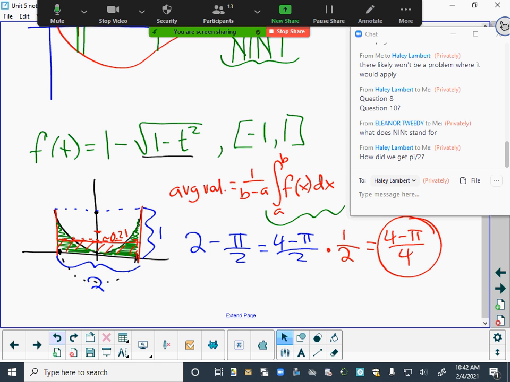All right, do we see any other questions in there of interest? Couple other things before we run out of time here. How did we get pi over 2? Pi was the area of a circle of radius 1. So the whole circle I had is pi r squared, but we only were subtracting half a circle from it.